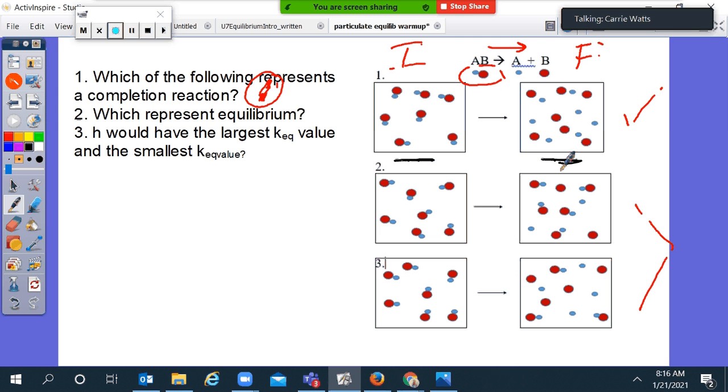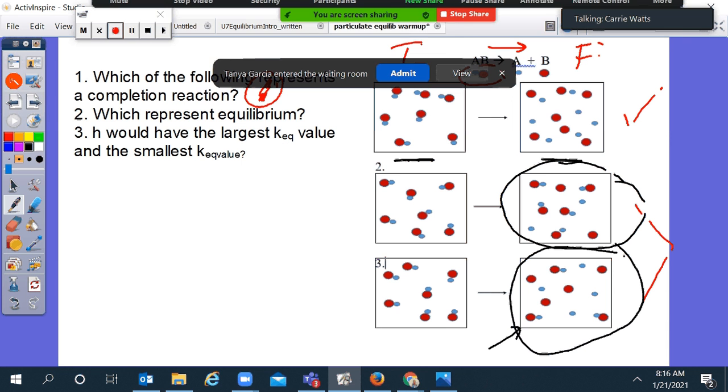Okay, so which represents equilibrium? That's a little tricky. I look at this picture and I could count my particles. It looks like I have 1, 2, 3, 4, 5 product particles, and 2 of each reactant particle. Excuse me, I think I flipped what I said. I have 5 reactant particles and 4 product particles. In this one, I have it more evenly spread.